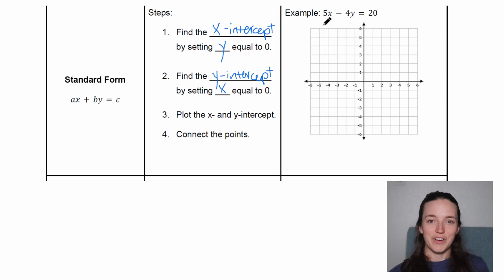Okay, so here's our example. 5x minus 4y equals 20. We're going to start by finding the x-intercept by setting y equal to 0.